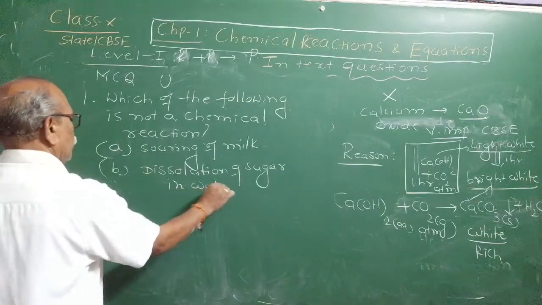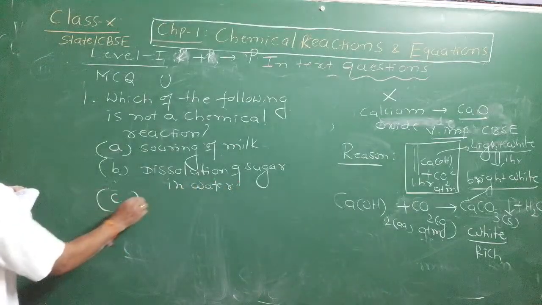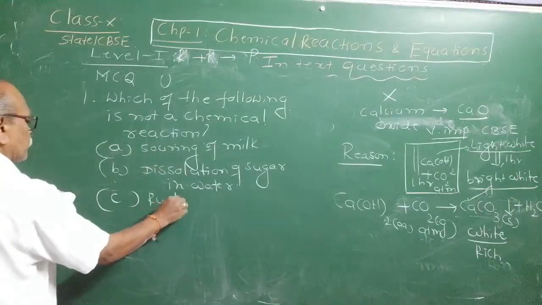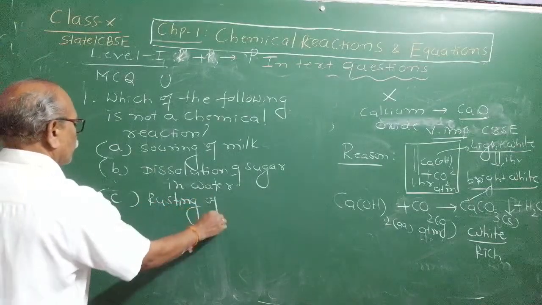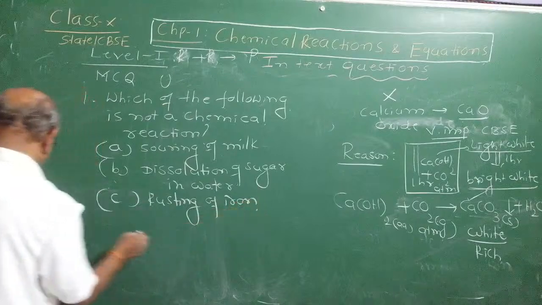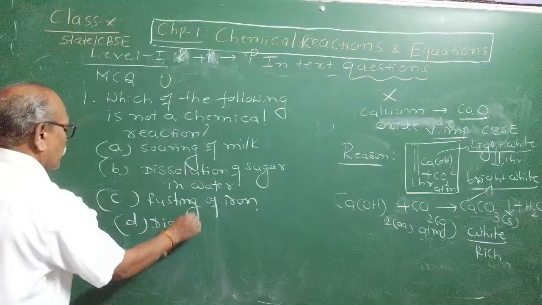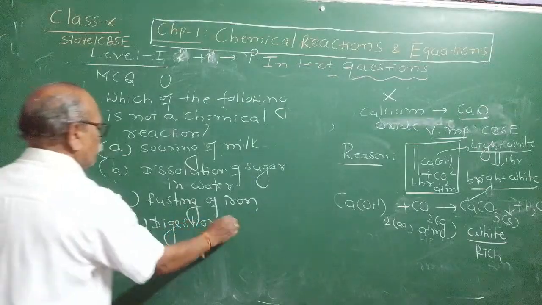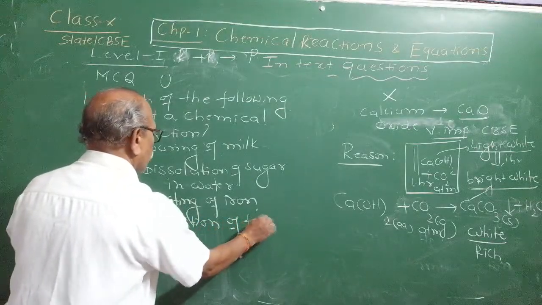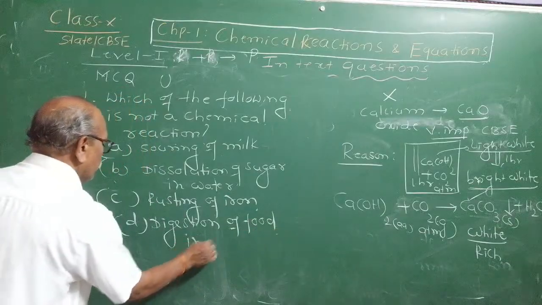C, rusting of iron. D, digestion of food in our body.